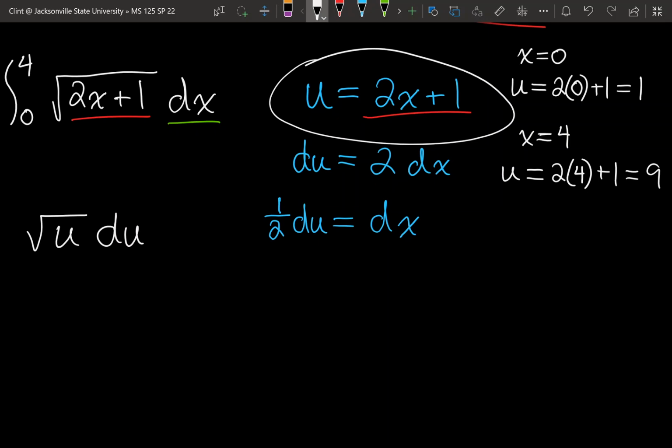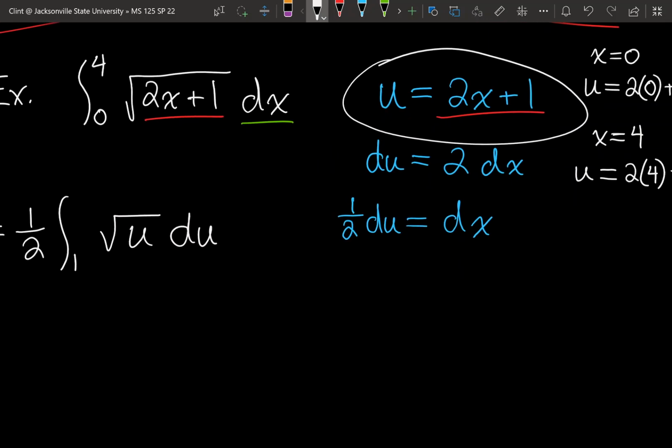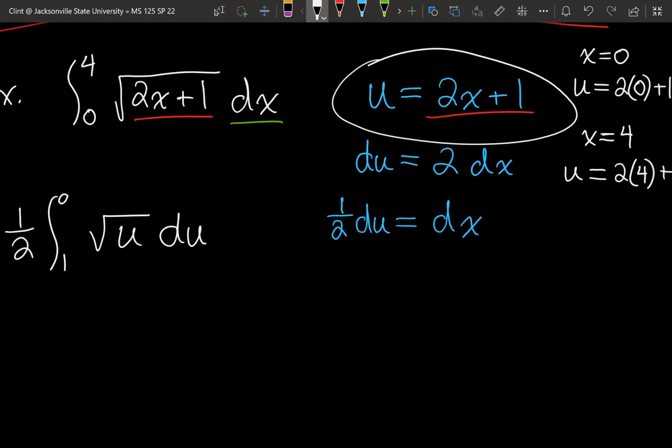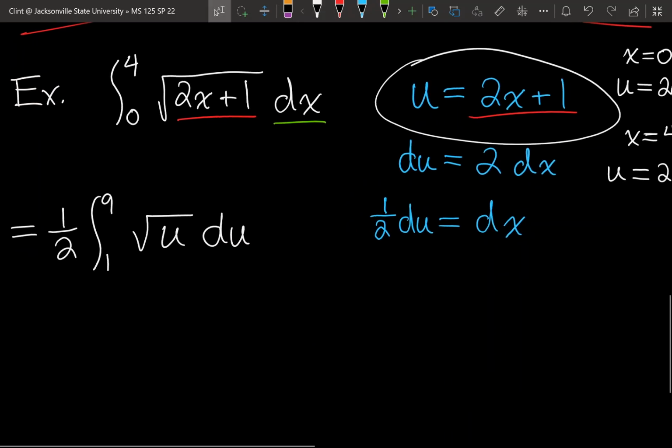So back on our integral symbol, we'll rewrite our limits of integration. 0 was the bottom one, it turns into 1. And 4 was the top one, it turns into 9. Makes sense. We're just plugging in for x to figure out what u will be.